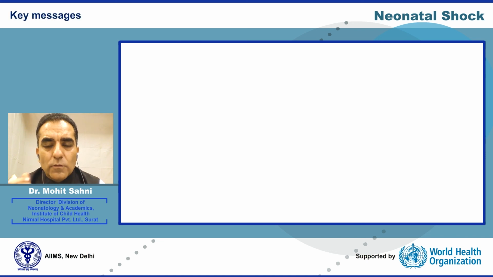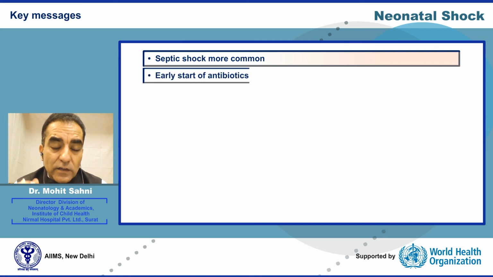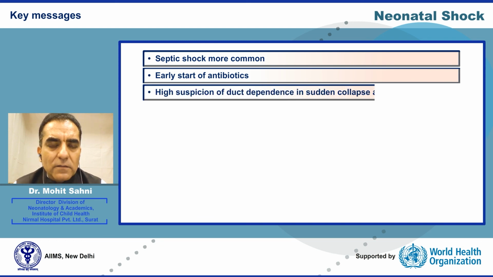The take-home key messages from this presentation are as follows. In the etiology of shock in the Indian scenario, sepsis is the most common etiology. Therefore, we start antibiotics early, even when we see babies in shock. If it turns out to be another etiology, you can stop the antibiotics. Whenever babies are well and then crash on the second or third day of life with sudden collapse, always have a high suspicion of duct-dependent lesions and a low threshold to start prostaglandin, even if you have not done an echo.